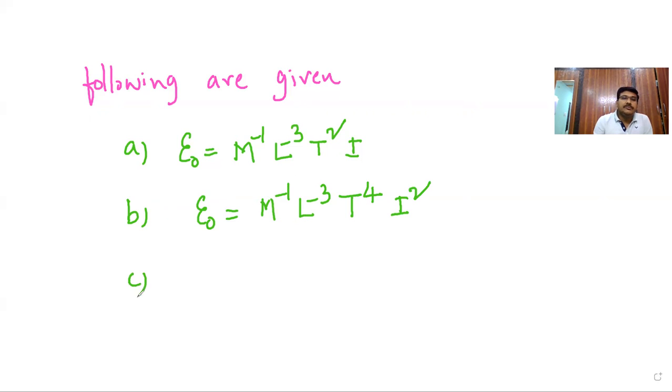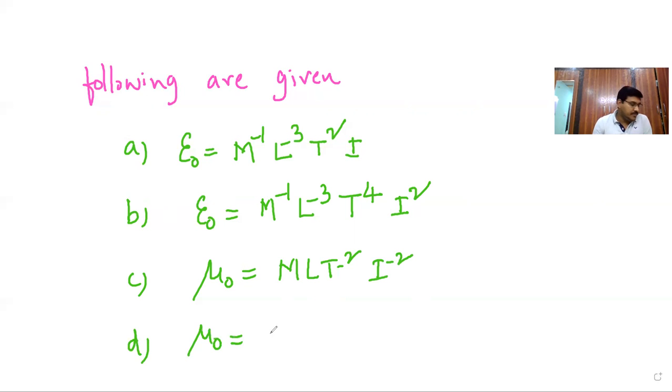The next, third option he has given is mu naught is equal to M L T minus 2 into I to the power of -2. The final option he has given is mu naught is equal to M L square T minus 1 into I.